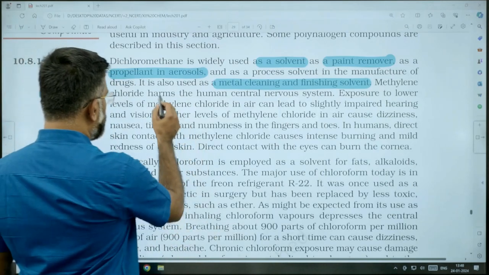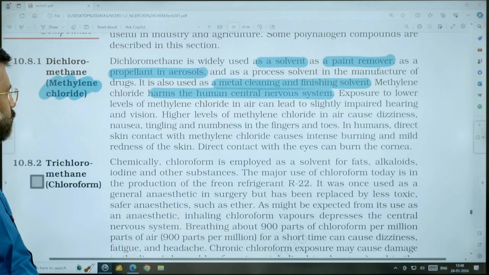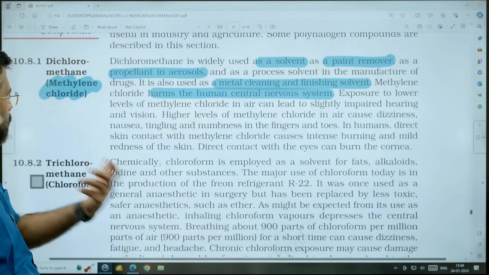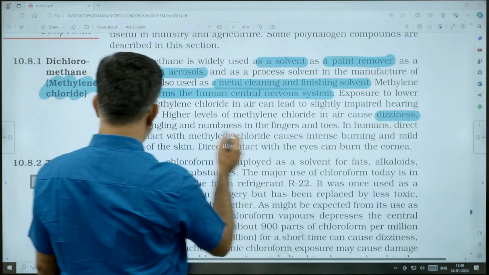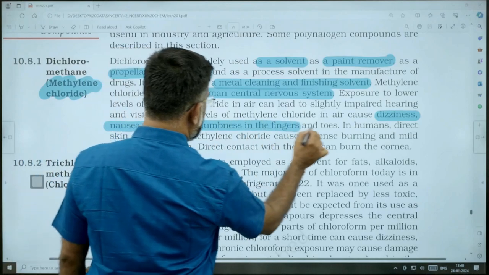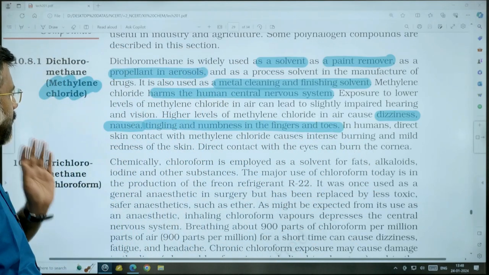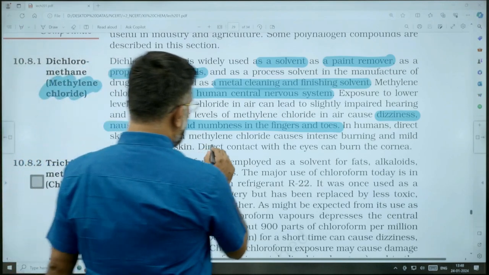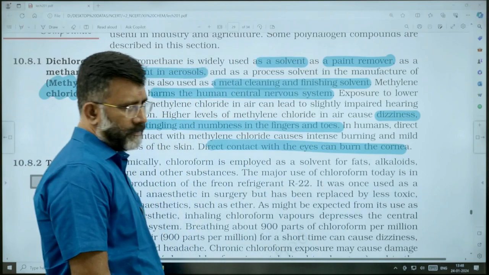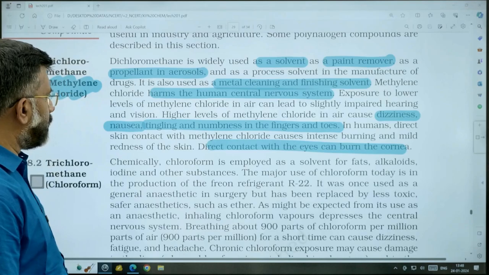It is harmful to the central nervous system. It may affect hearing and vision. Higher levels cause dizziness, nausea, tingling, numbness. Direct skin contact can cause a burning sensation. It may affect the cornea if it comes into direct contact with the eyes.